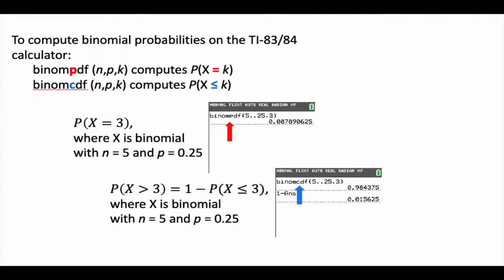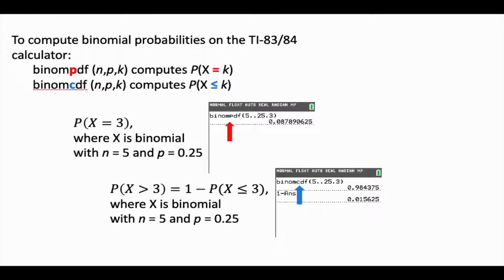So go to that problem, number 3. Which one was it? Which one would we use, PDF or CDF? The one we just did. I think it was number 3. PDF, right? Because x equaled 12. Okay? So we're going to go find that PDF command, binom PDF command.